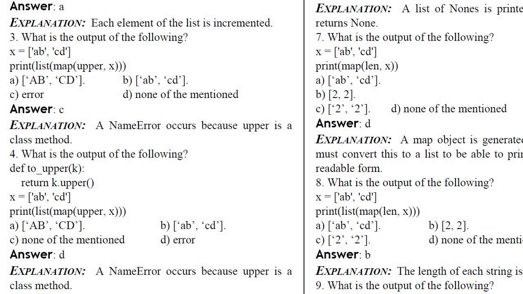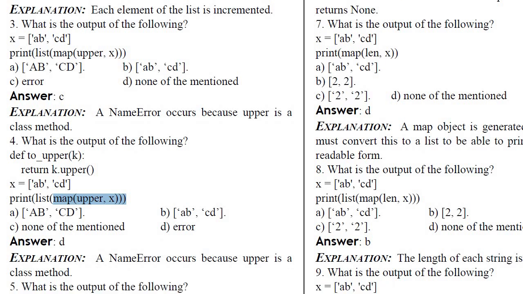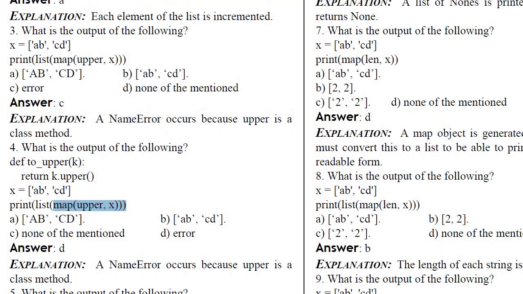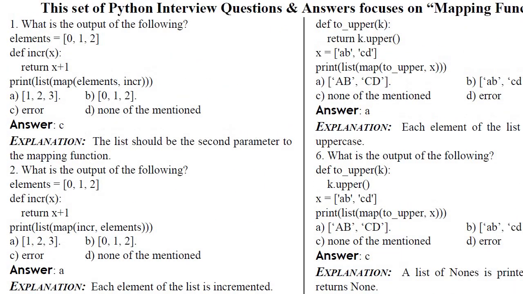Now next, look at the program. Same here, you will see that in this program also upper is there, and as I told you, upper will show you a name error because it's a class method. Now next question. Here you will get the question.